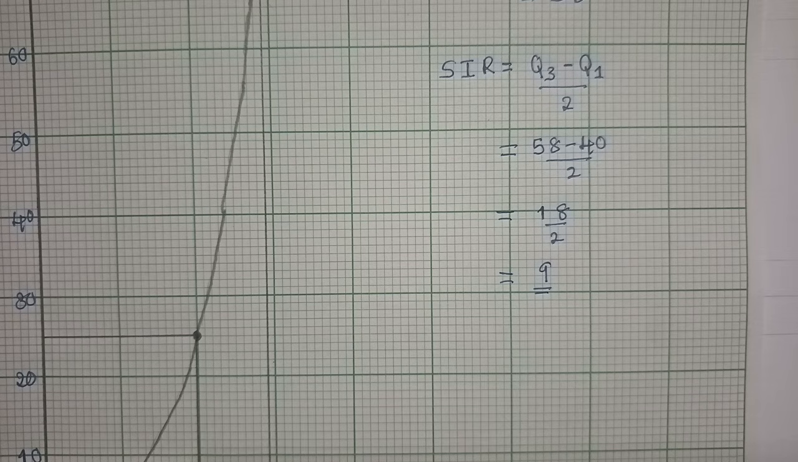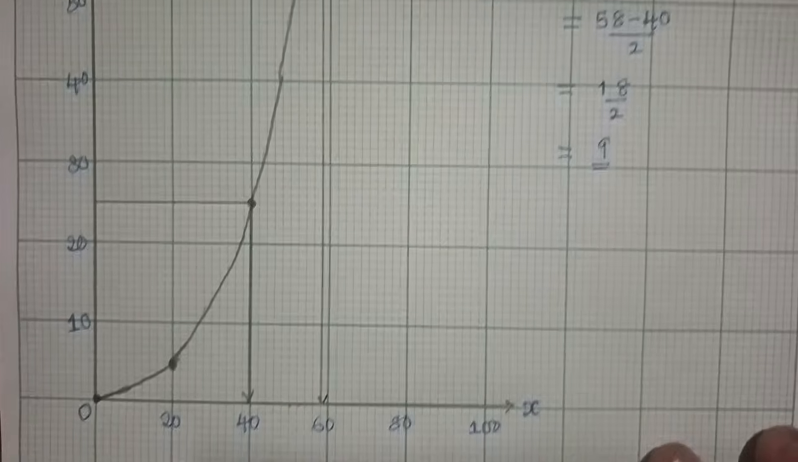So when we say 58, the 58 that you're able to see, 58 minus 40 is giving us 18, and that 18 divided by 2, it's a 9. So this is how you get to find this.